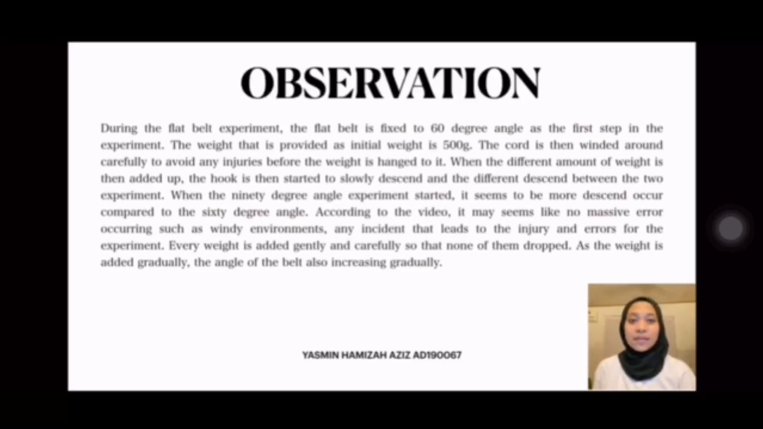When the 90-degree angle experiment started, more descent occurred compared to the 60-degree angle. According to the video, there seems to be no massive error, such as a windy environment or any incident that leads to injuries and errors in the experiment. Every weight is added gently and carefully so that none of them drop. As the weight is added gradually, the angle of the belt also increases gradually.